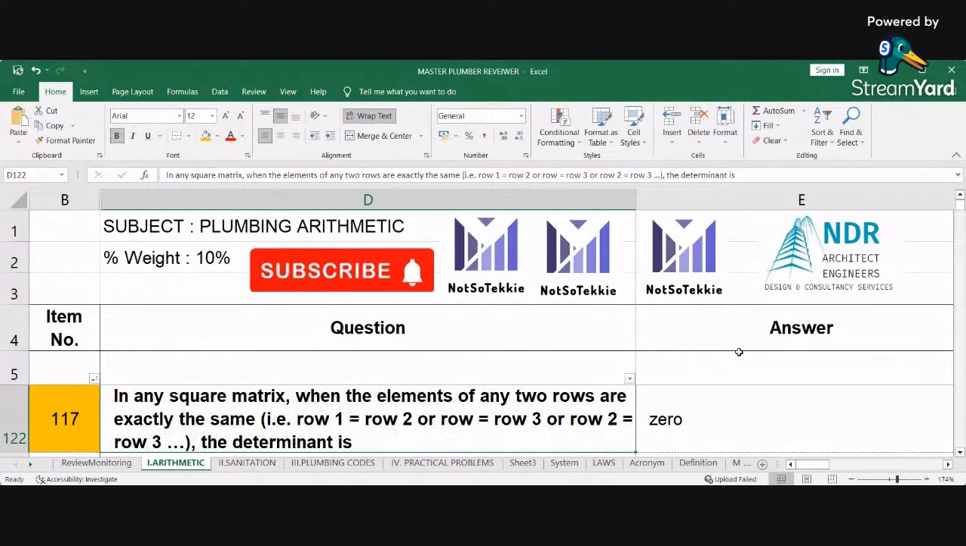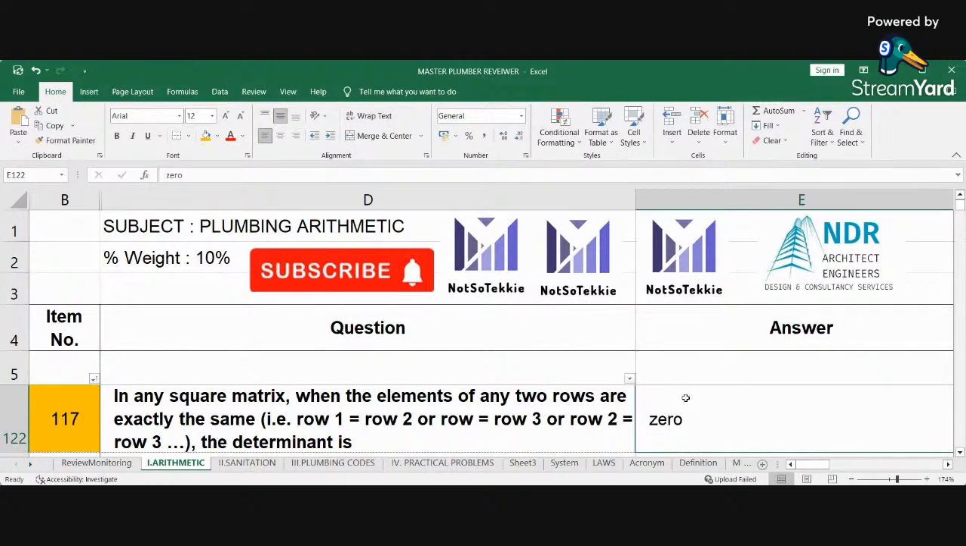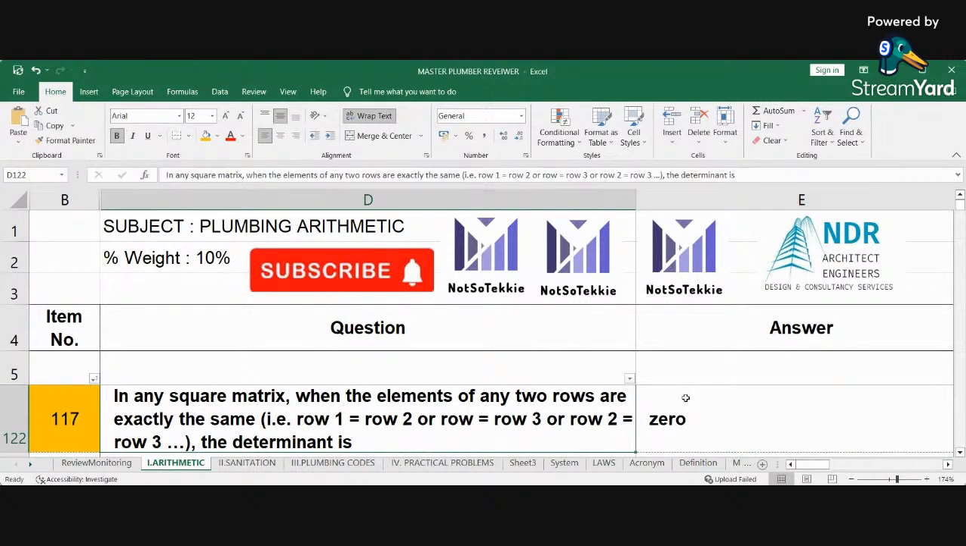Okay. In any square matrix, when the elements of any two rows are exactly the same, for example, row 1 is equal to row 2 or row 2 is equal to row 3, the determinant is 0. The answer is 0.